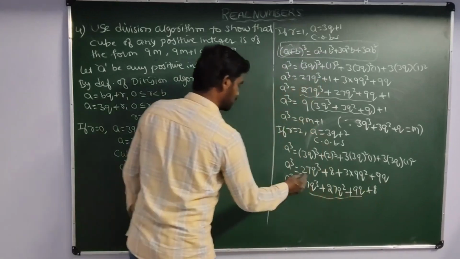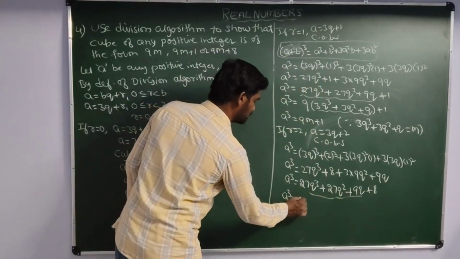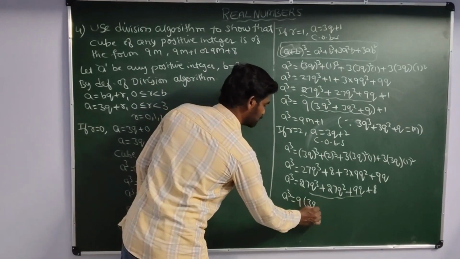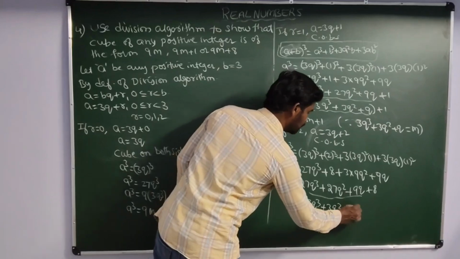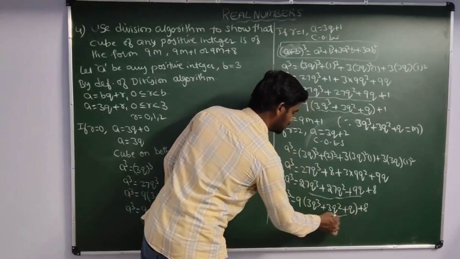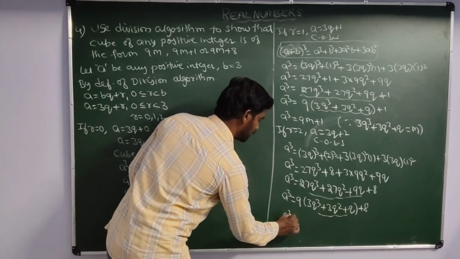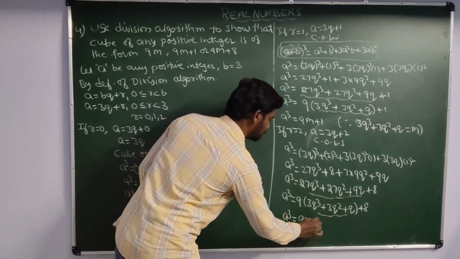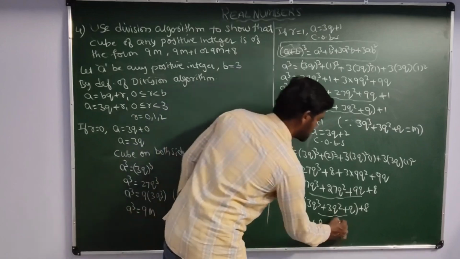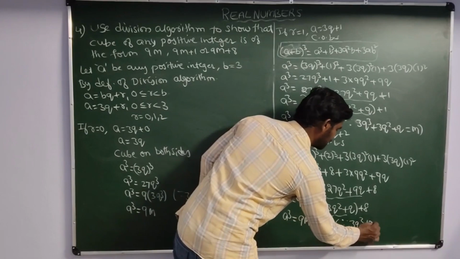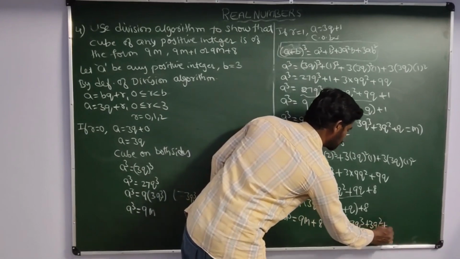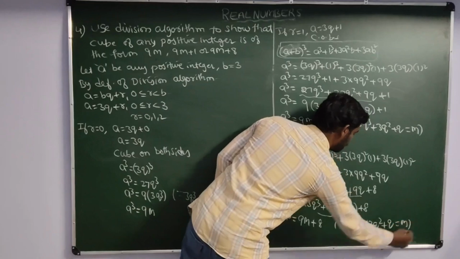So among this we can take 9 common. So it becomes 9(3q³ + 3q² + q) + 8. So consider this total as m. a³ is equal to 9m + 8. So we have to mention here that 3q³ + 3q² + q is nothing but m.